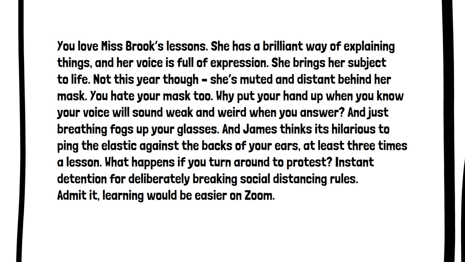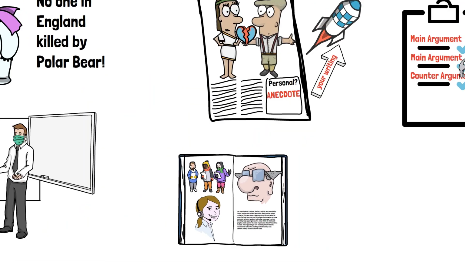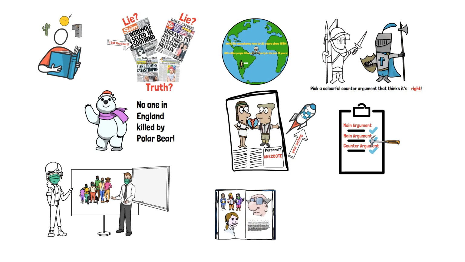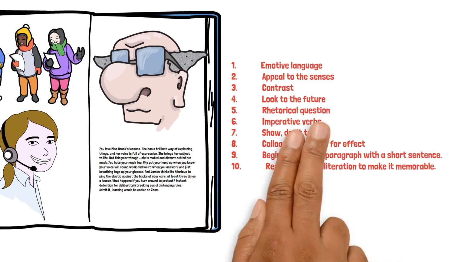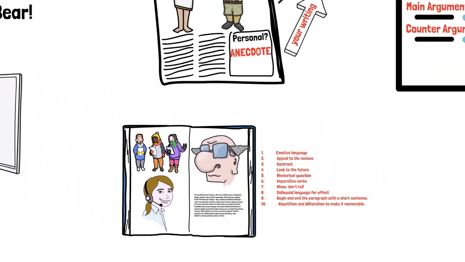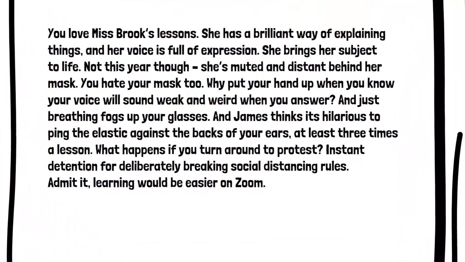This is a really effective anecdote because it takes abstract ideas and makes them personal and dramatic. Using an anecdote has also allowed me to teach you 10 other techniques. They're coming up now. Emotive language should be everywhere. A few are love, brilliant, hate, weak, hilarious. Using the senses brings the scene to life. Voice, muted, sound, ping. The most powerful technique in any kind of writing is, of course, contrast.